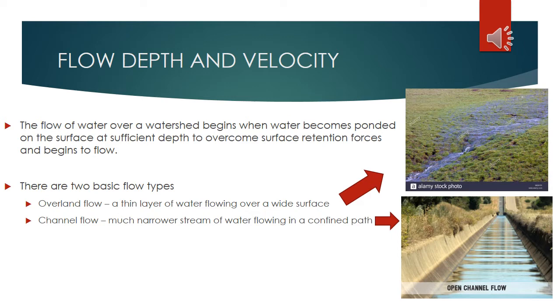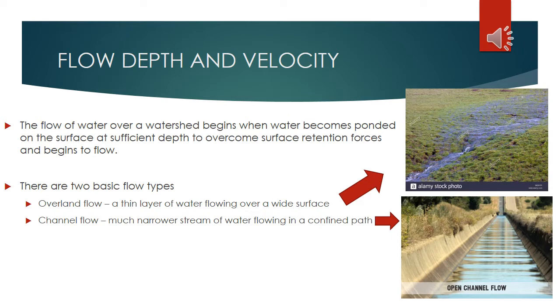There are two basic flow types. The first, as you see on the top right side, is overland flow, and the second one is channel flow, as you see in the right bottom side. It's also called open channel flow. Overland flow is a thin layer of water flowing over a wide surface. As you see, there is ponding and it flows due to gravity.